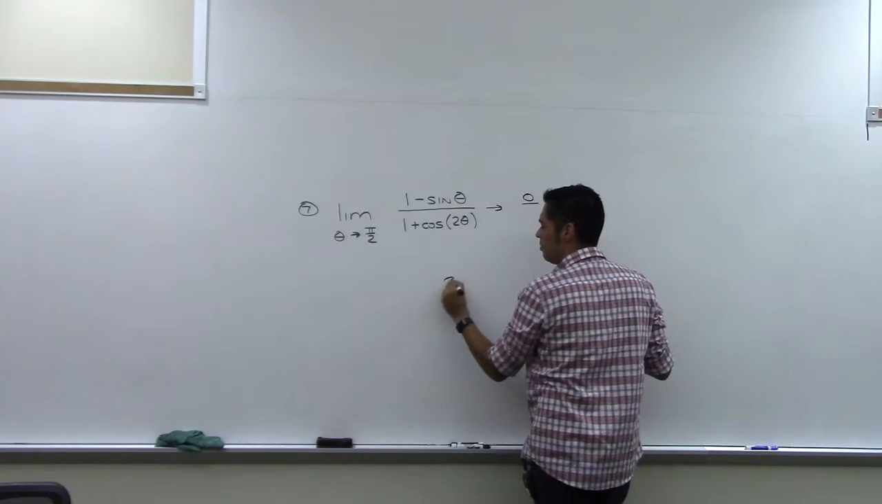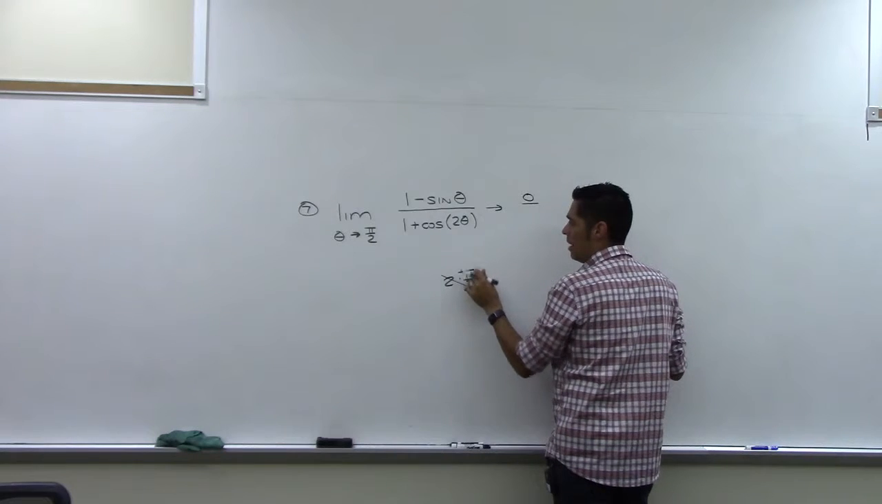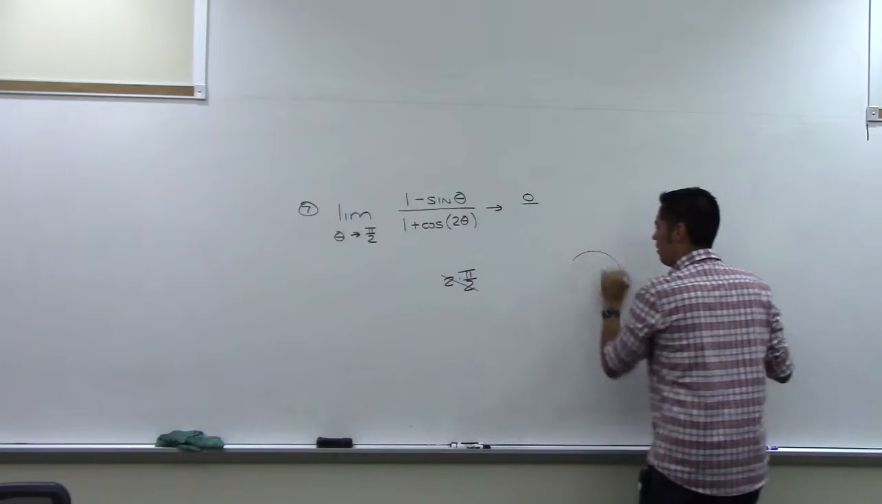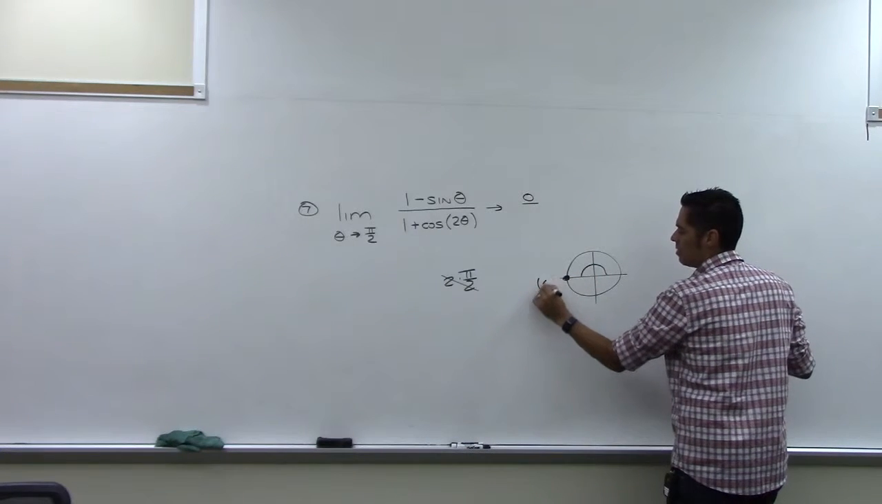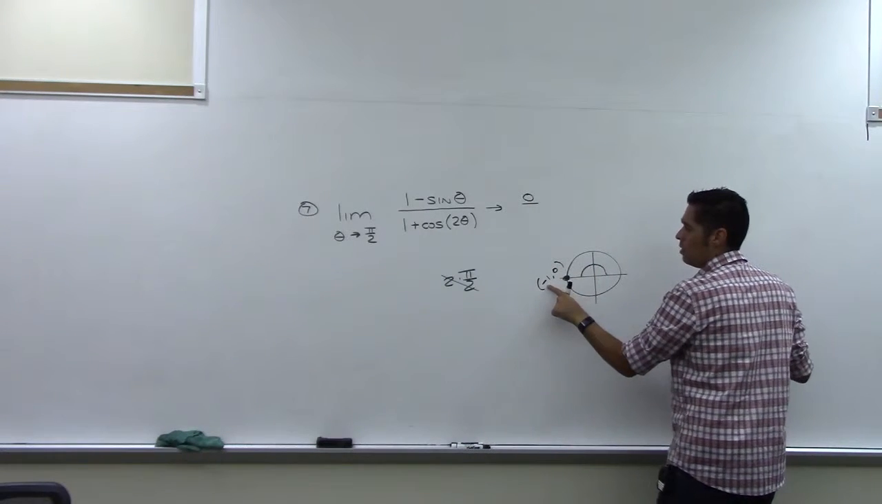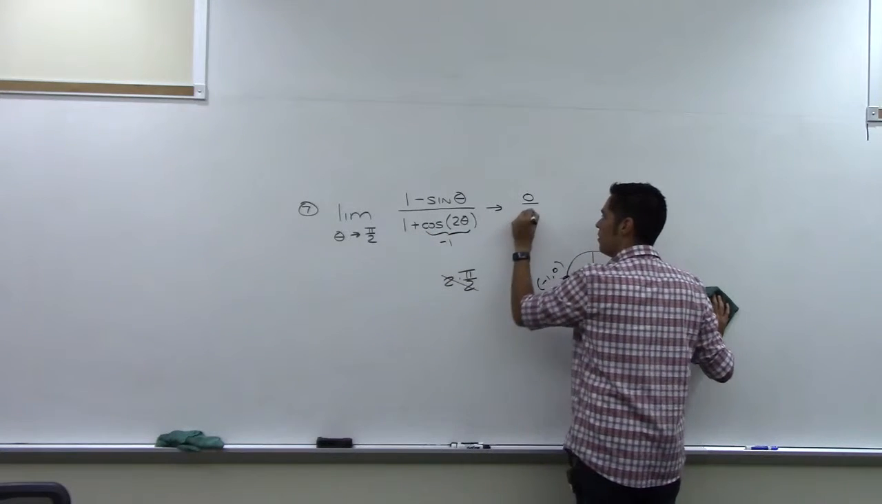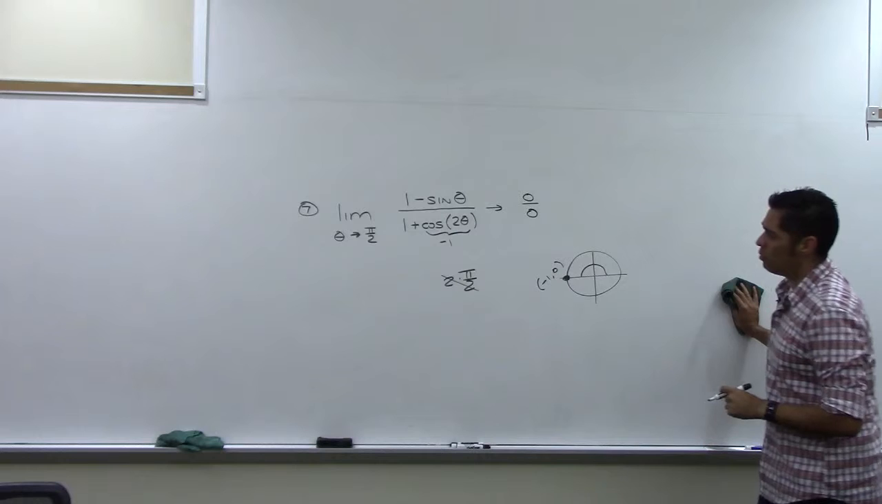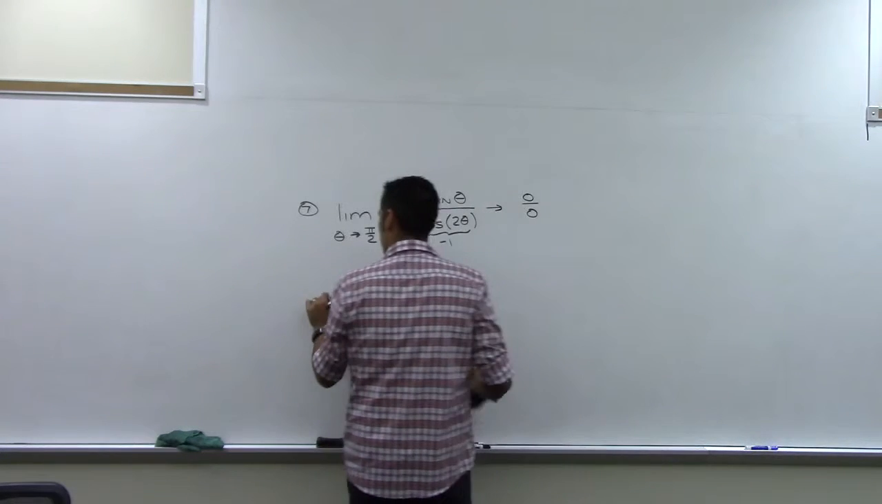Let's see. 2 times pi over 2 goes here. The 2's cancel. That's just pi. Cosine of pi. So go back here. Pi is here. That's our angle pi. Cosine is the x-coordinate, which is -1. So this right here goes to -1. 1 plus -1 is 0. So we have the appropriate form that we need for L'Hopital's rule. So I can apply it.